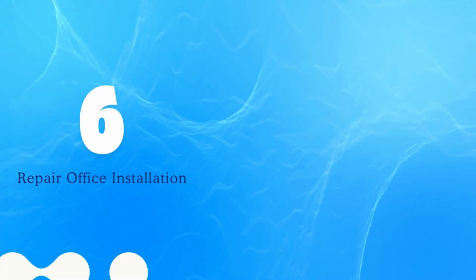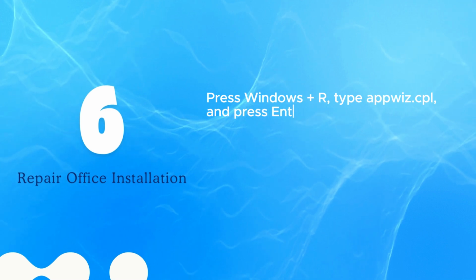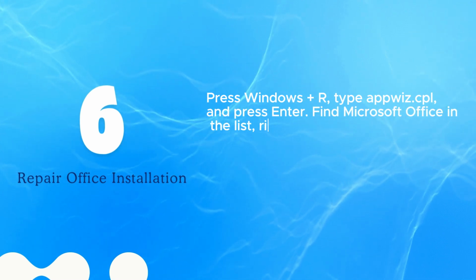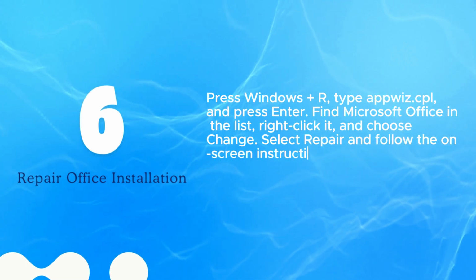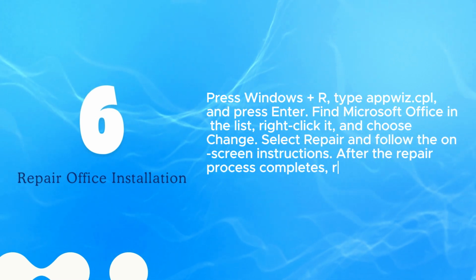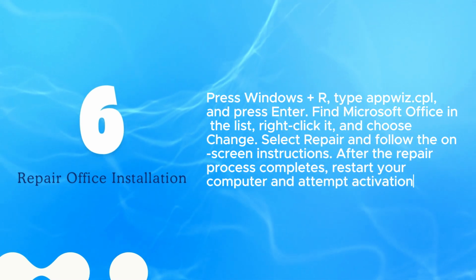6. Repair Office installation. Press Windows plus R, type appwiz.cpl, and press Enter. Find Microsoft Office in the list. Right-click it and choose Change. Select Repair and follow the on-screen instructions. After the repair process completes, restart your computer and attempt activation.